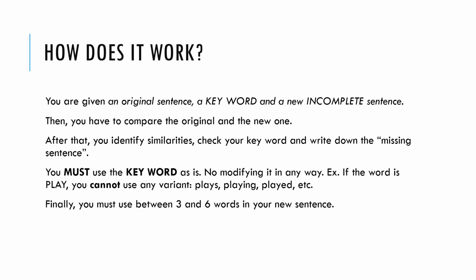So how does it work? Well, you're given an original sentence, which is the first thing you get, a keyword, the one that you have to use, and an incomplete sentence. So you have to compare the original and the new one, both sentences. After that, you have to identify similarities, check your keyword, the word that they give you, and write down the missing sentence. So something you need to remember is that you must use the keyword as is. You cannot modify it in any way.